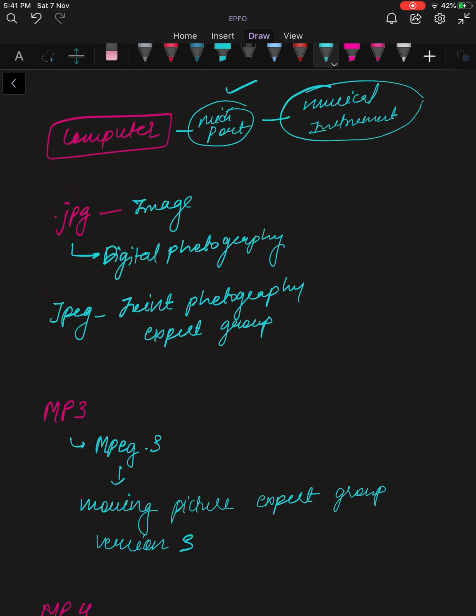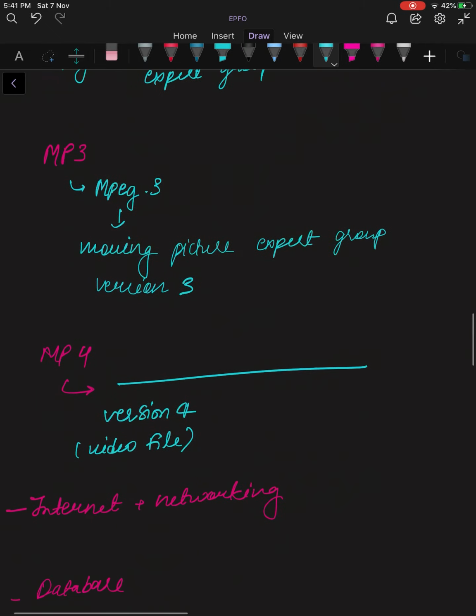Now what is .jpg extension? It is image. So we must also know the full form of this. The full form is JPEG, that is Joint Photographic Expert Group. So .jpeg is the extension for digital photography.